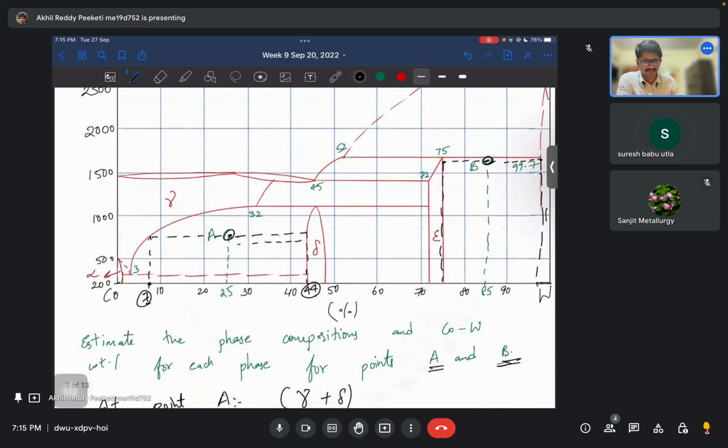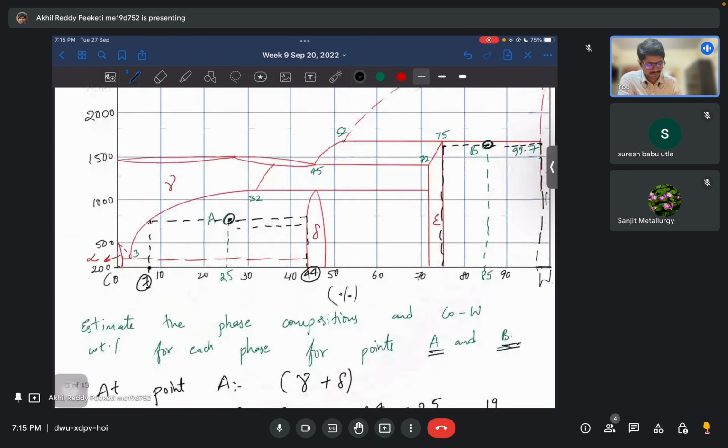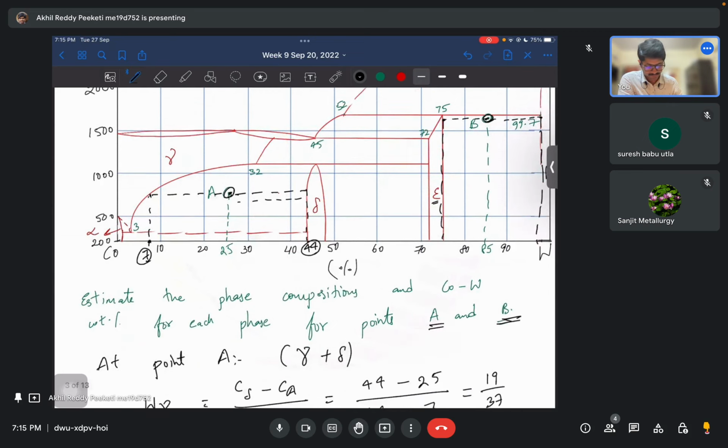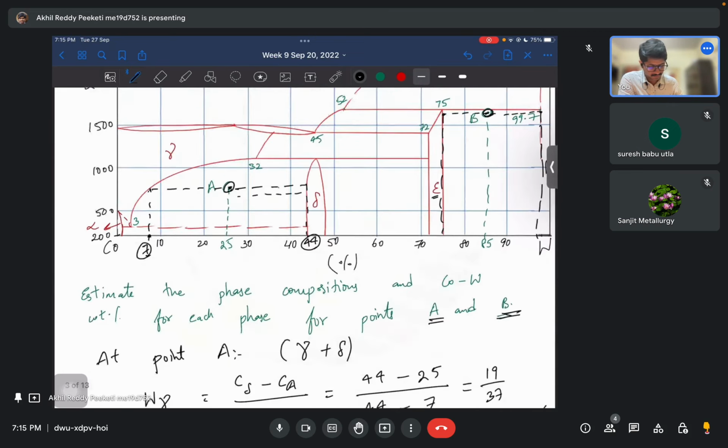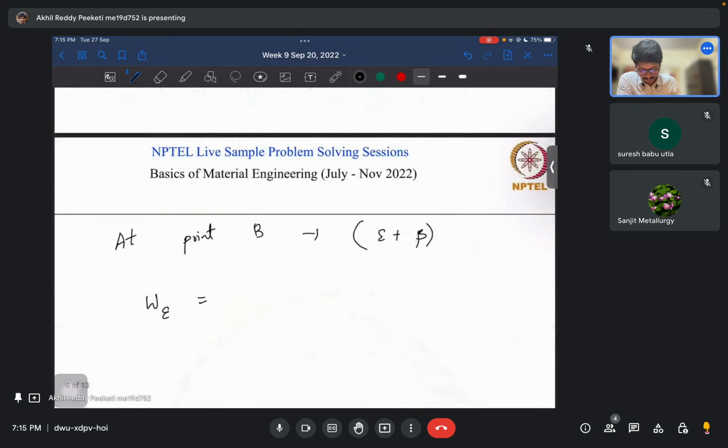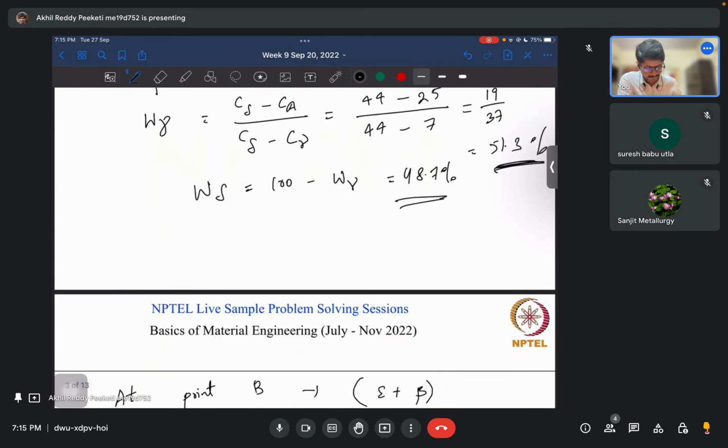Horizontal line, that's it. At a given point, we are just drawing a horizontal line. I am not sure what tie line means. I haven't heard. So now we want the fraction of epsilon. Similarly, using the lever rule, composition at beta minus composition at B by composition at beta minus composition at epsilon. Okay.